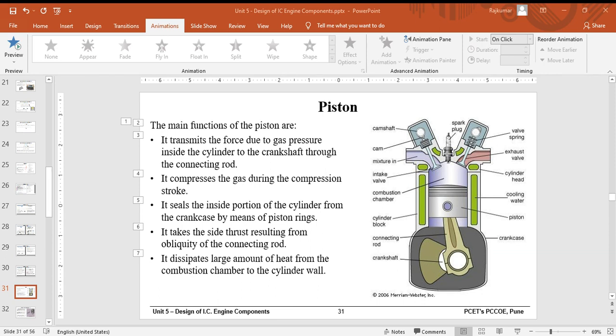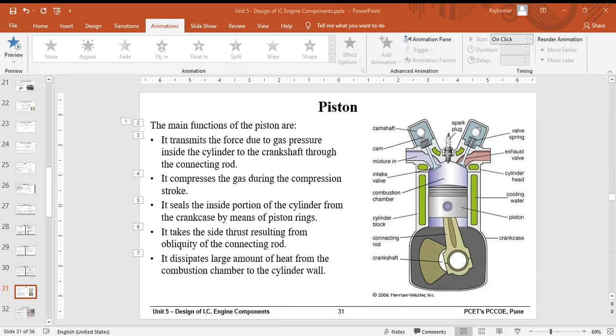Again you can see, as you know, the connecting rod converts the reciprocating motion into rotary motion. Here you can see the rotary motion, and because of that forces are acting on it, and because of that there is a side thrust, and that side thrust also needs to be considered while estimating the dimensions of the piston as well as the number of piston ribs.